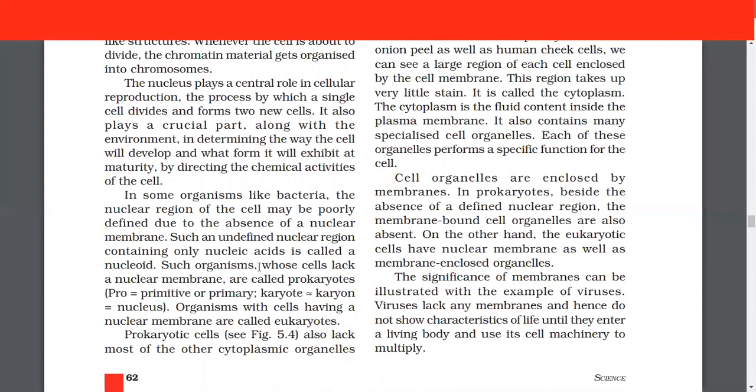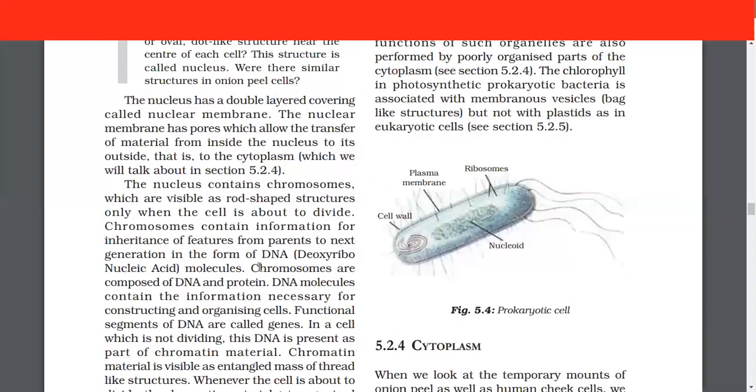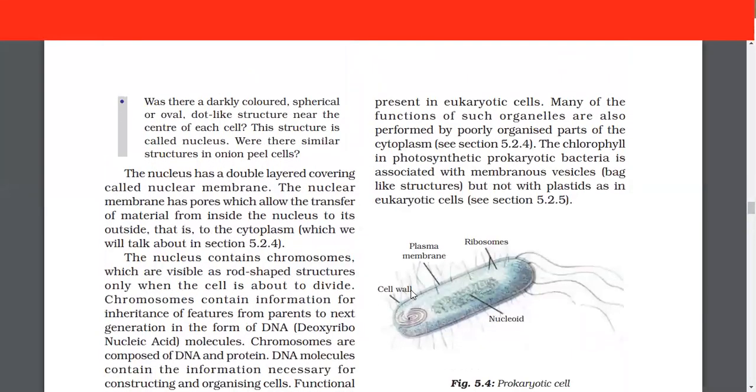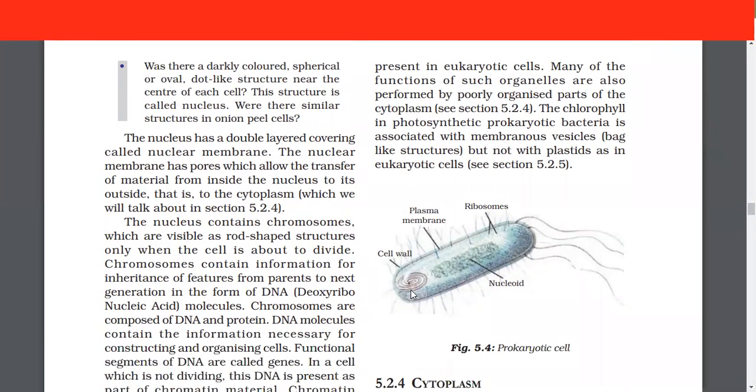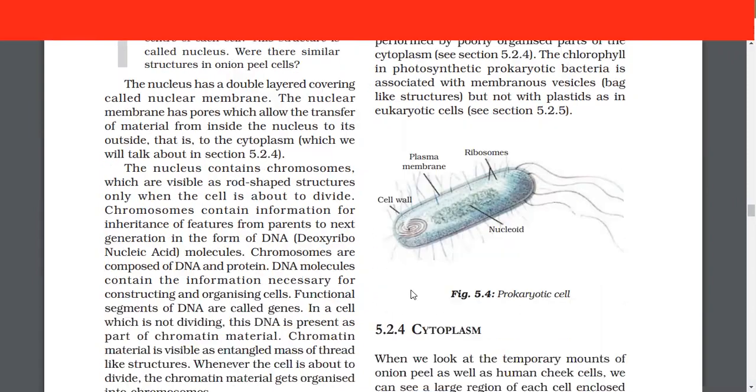Prokaryotic cells also lack most of the other cytoplasmic organelles present in eukaryotic cells. Many of the functions of such organelles are also performed by poorly organized parts of the cytoplasm. The chlorophyll in photosynthetic prokaryotic bacteria is associated with membranous vesicles, but not with plastids as seen in eukaryotic cells.